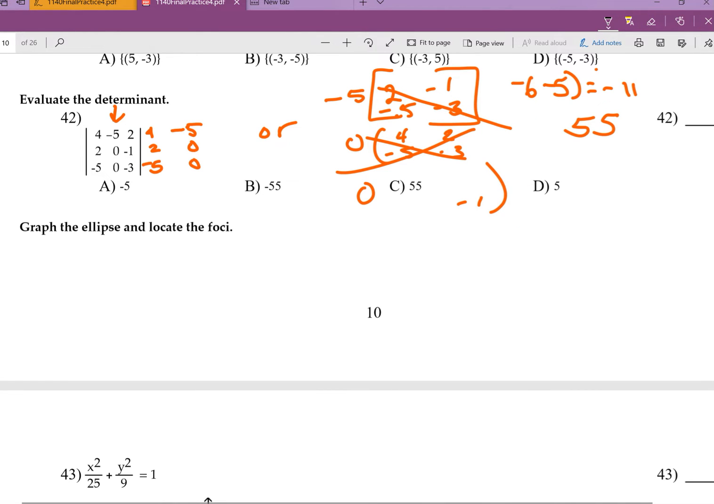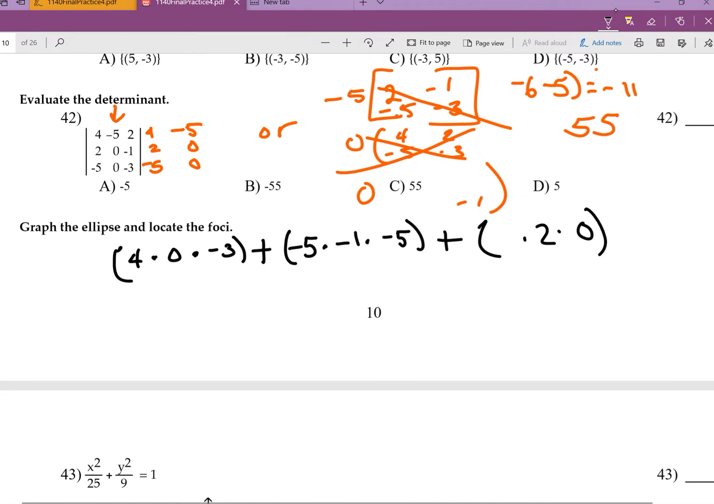Let's see here. So if we do the multiplication going this way, this becomes 4 times 0 times negative 3 plus, this becomes negative 5 times negative 1 times negative 5 plus, and then this is 2 times 2 times 0 minus, and now we're going to subtract.